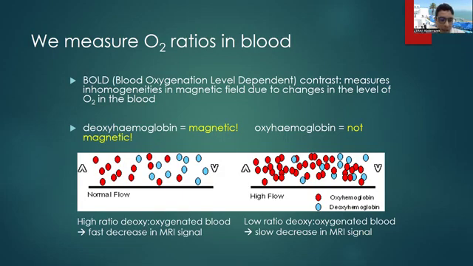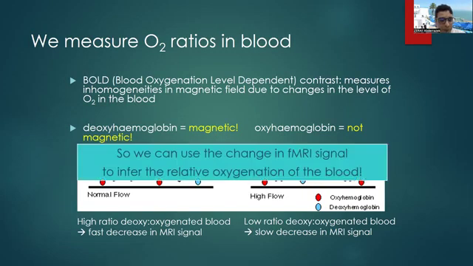And to see here, that's the normal flow, which has a high ratio of deoxyhemoglobin, which is deoxygenated blood, that gives us a fast decrease in MR signal. And here the oxygenated blood has a low ratio of deoxyhemoglobin. You see here the red balls, a little bit, in terms of quantity, so they give us a slow decrease in MR signal. So we can use the change in functional MRI signal to infer the relative oxygenation of the blood.